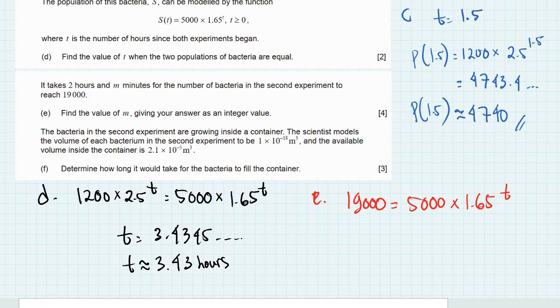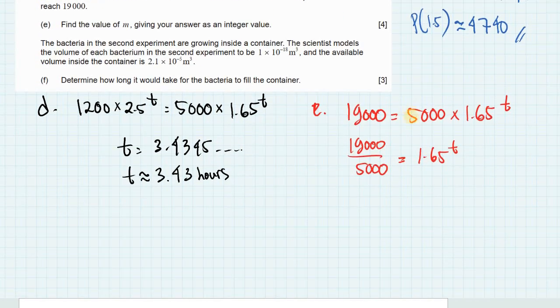Now you can use another numeric solver, but let's just use algebra now, yeah? So we divide both of them by 5,000, so we have 19,000 divided by 5,000 equals 1.65 to the power of t. Once again, you can use a numeric solver. I just want to use log. Now you can use logarithm.